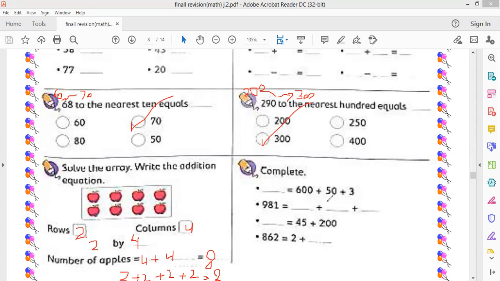Complete. We have here expanded form 600 plus 50 plus 3. Write it in standard form. 653. And we have here 981. We can decompose 981 equals 900 plus 80 plus 1. 45 plus 200, 245, and 862, 2 plus what? 860.